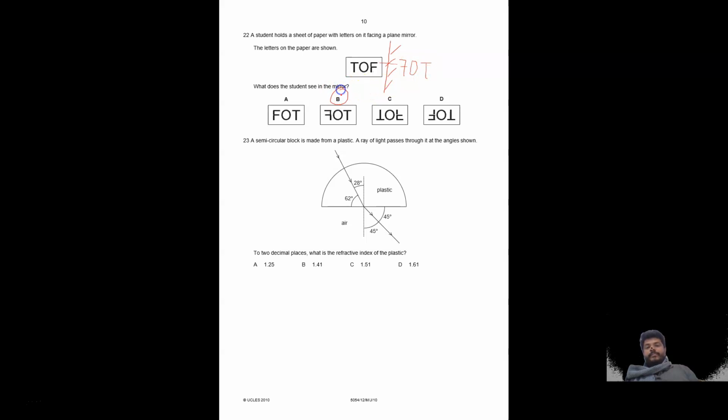B is the option. If suppose you place the mirror at the bottom of the letter, how will the letter come? It will come like this, right? So the option also is here. You see, can you see option C? Here it looks like this, right? So you have to be very careful about where the mirror is placed. Okay, students?